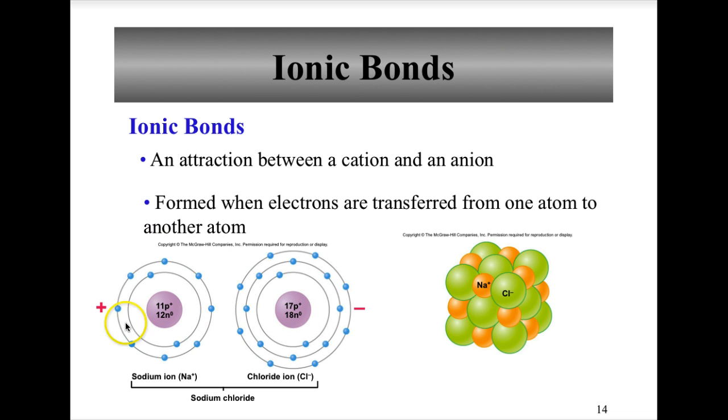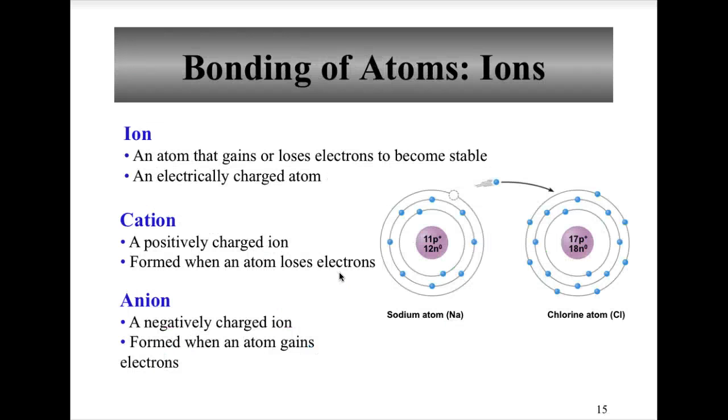So the sodium would become the cation, gaining a positive charge, having lost that 1 electron to chlorine, which will now become the anion. Together these are collectively called ions because they now have net electrical charges as atoms. So an ion is an atom that gains or loses electrons to become stable, an electrically charged atom. A cation is a positively charged ion, and it is formed when an atom loses an electron.